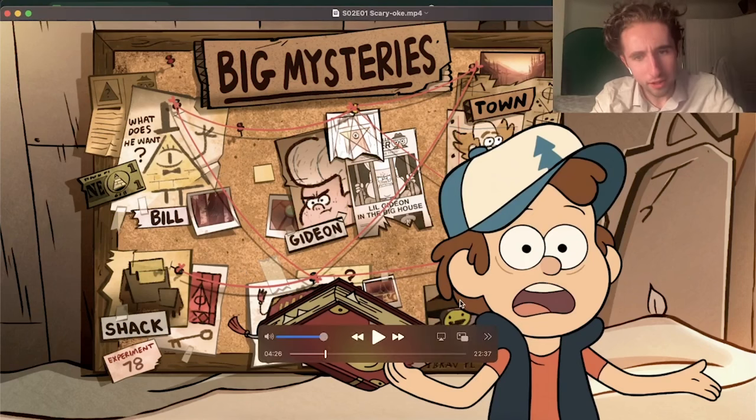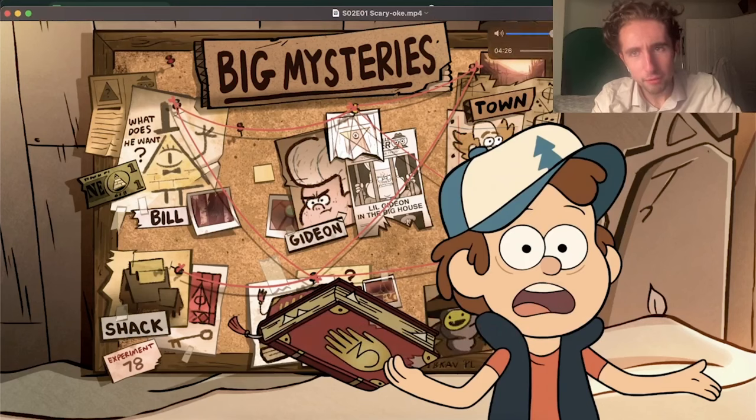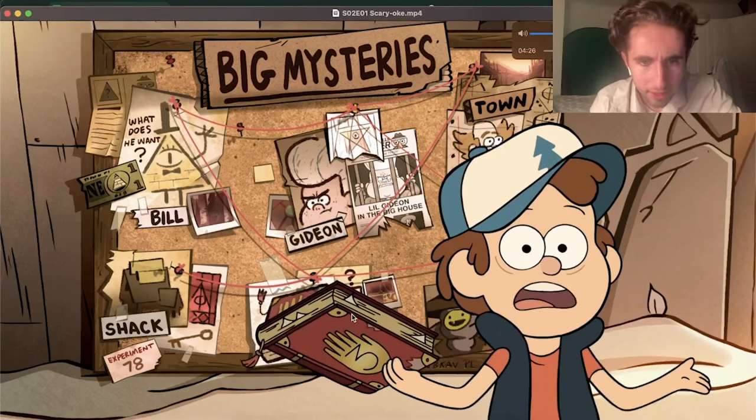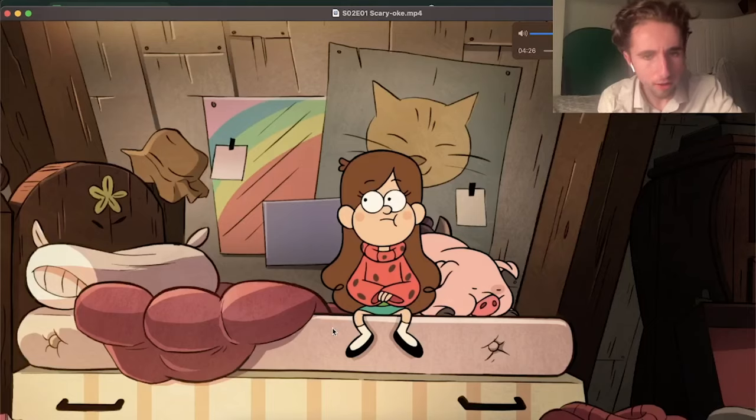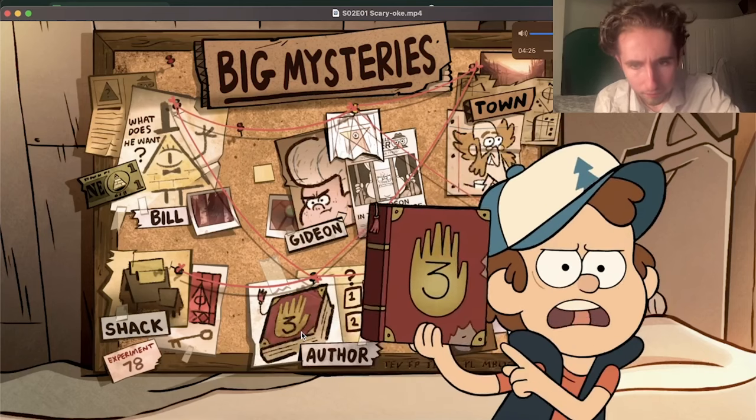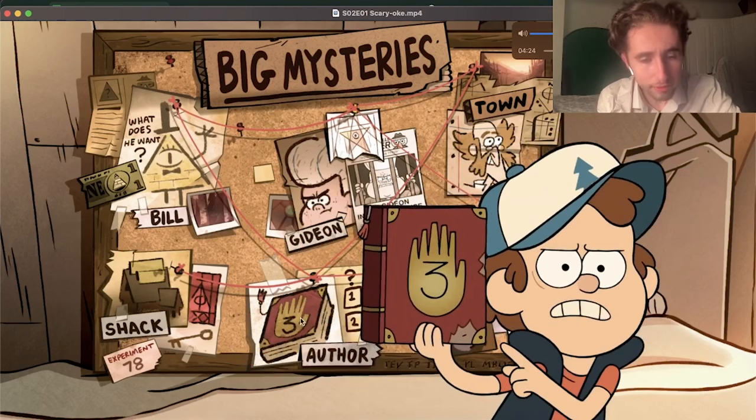Summerween, funnily enough, Summerween is right there. I didn't realize that, but the Summerween monster is right there. And then we have the journal as well, series saying, who's the author? And then Key Shack Experiment 78.